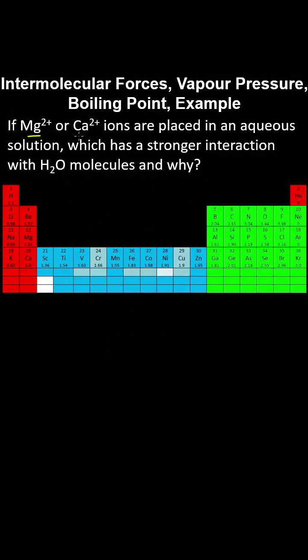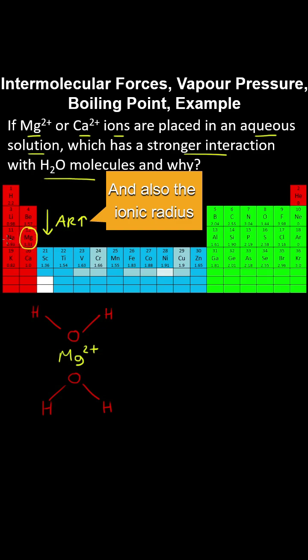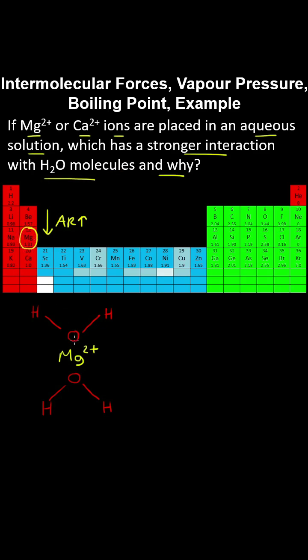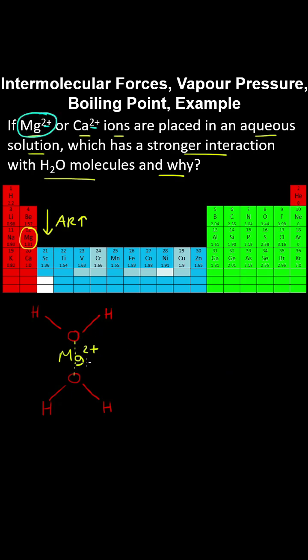If magnesium or calcium ions are placed in an aqueous solution, which has a stronger interaction with water molecules, and why? Well, the positively charged ions are going to be attracted to the negative dipoles around oxygen in the water molecules. And given that the atomic radius increases as we move down the periodic table, the nucleus of magnesium is going to be less shielded and it's going to be closer to the oxygen dipole. And because these cations have the same charge, you're going to have a stronger ion-dipole interaction between the magnesium cations and the water molecules.